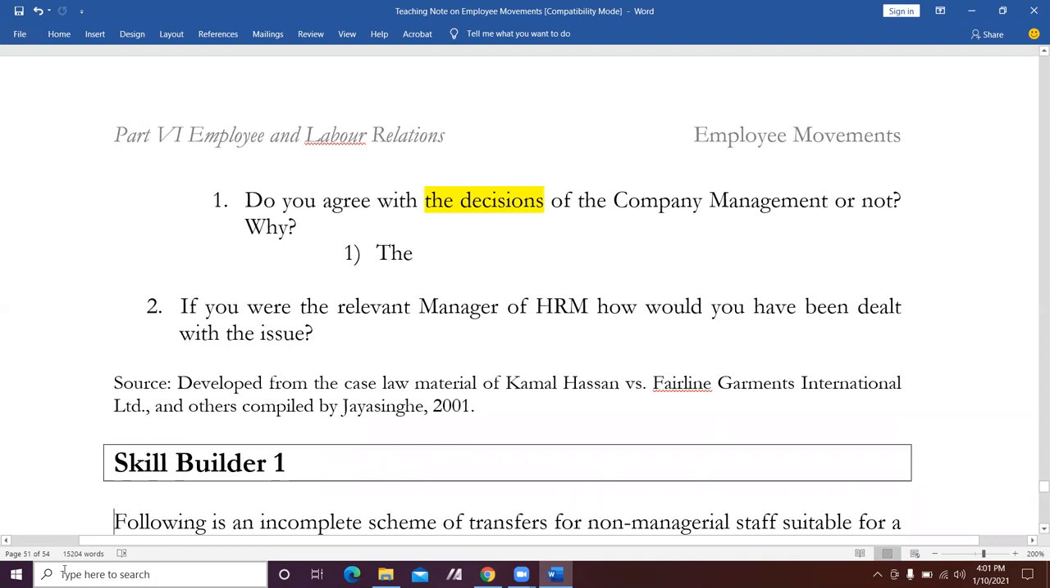Right. Okay. Then the second question, if you were the relevant manager of HR, how would you have dealt with the issue? Okay, this is one approach. I'm not telling that this is the best approach available, but at least this is a good approach. First, discuss with Mr. Kamal the intention of outsourcing, and attempt to get his consent, his ideas, suggestions, anything. Then second one, assess accurately the cost and benefits of outsourcing.